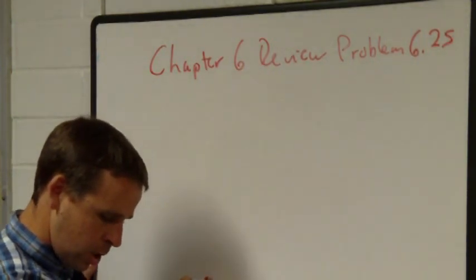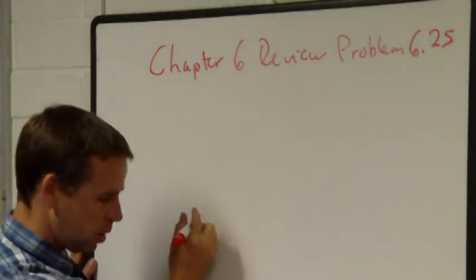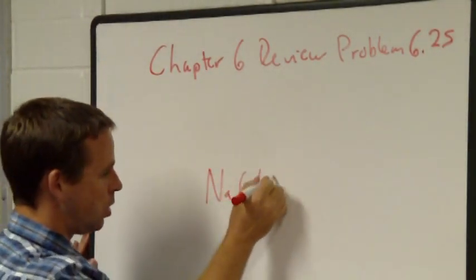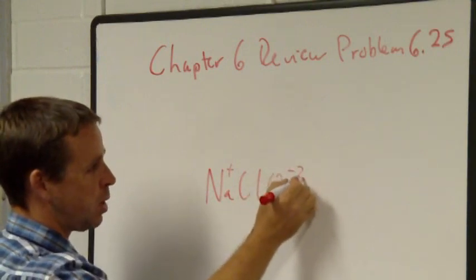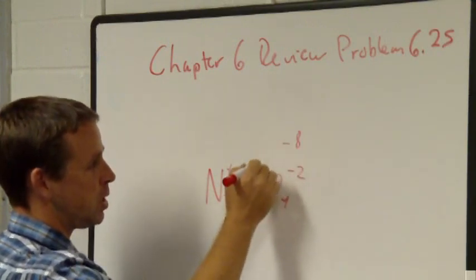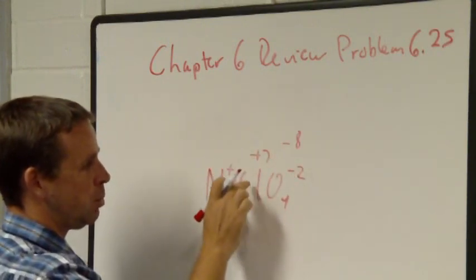Sodium perchlorate, NaClO4 here. Sodium has a +1, oxygen has a -2. There's 4, so -8, so chlorine has a +7. So +1, +7, -2.